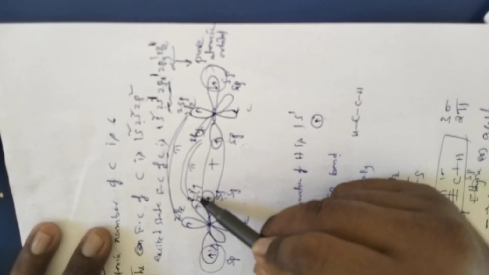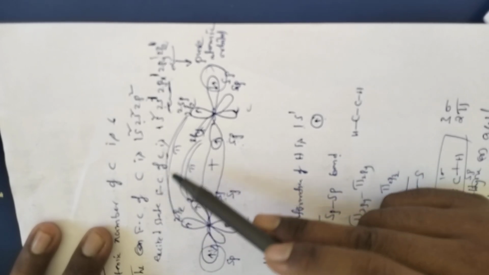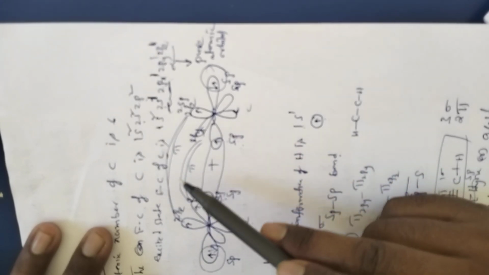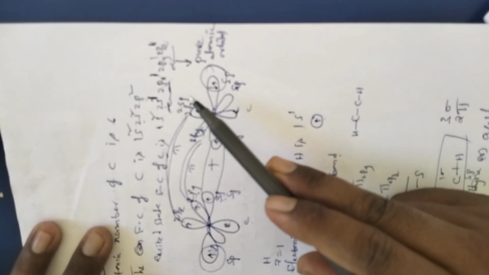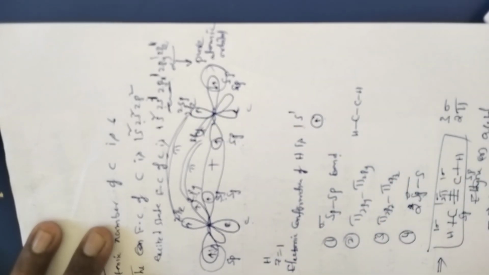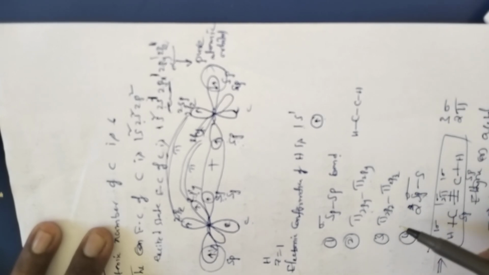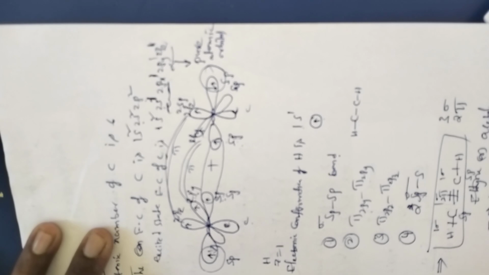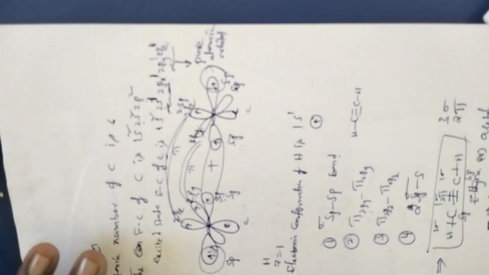Now the 2py and 2pz orbitals of one carbon atom are laterally, or sidewise, overlapping with the 2py and 2pz orbitals of another carbon atom to form a pi 2py-2py bond and a pi 2pz-2pz bond. Between two carbon atoms, two pi bonds are formed.